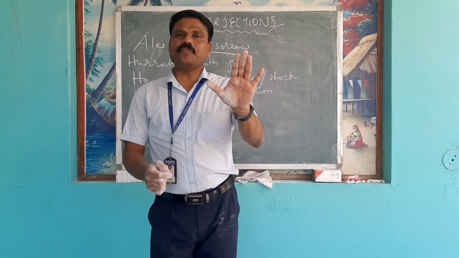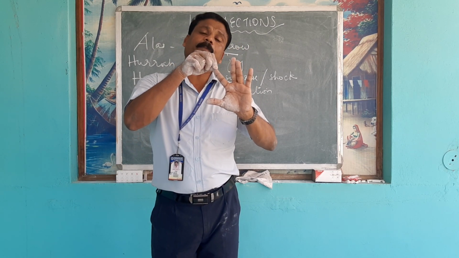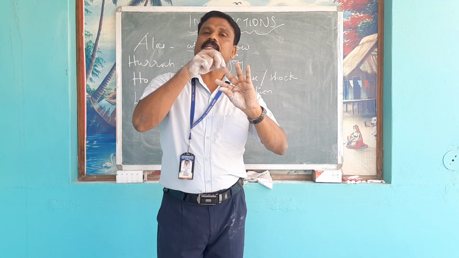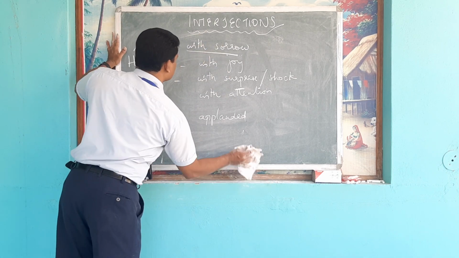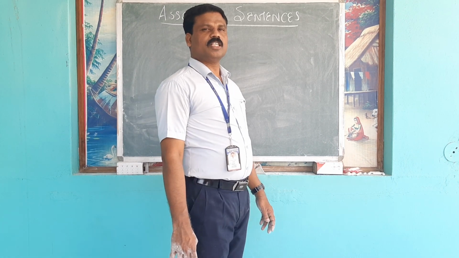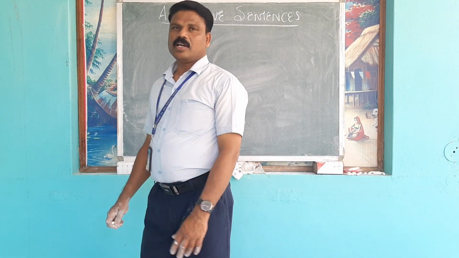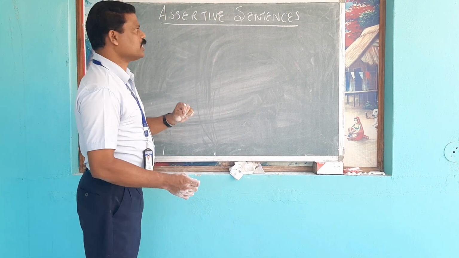Number 1, identification of sentence. Number 2, identification of reporting verbs. Number 3, identification of changing words. So let us practice sentence by sentence. So number 1, assertive sentences. How assertive sentences are changed into indirect speech.